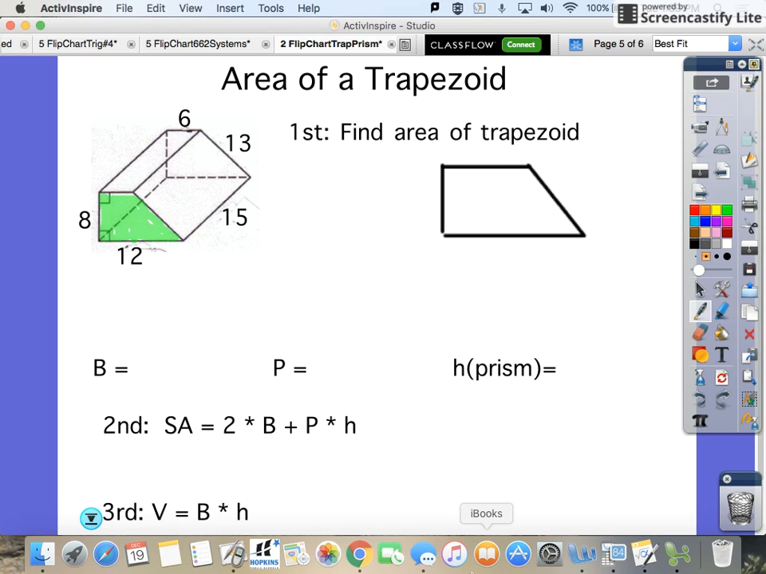Okay, guys, we're going to talk about area of trapezoidal prisms. So shapes that look like this, where they're a trapezoid shape, but they're three-dimensional, okay? Before we do this, I need you to understand what slice and bake cookies are.